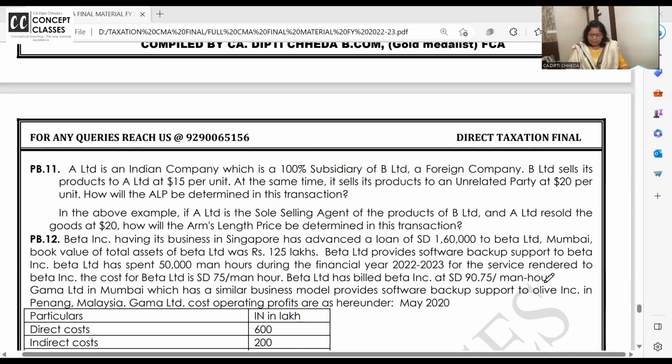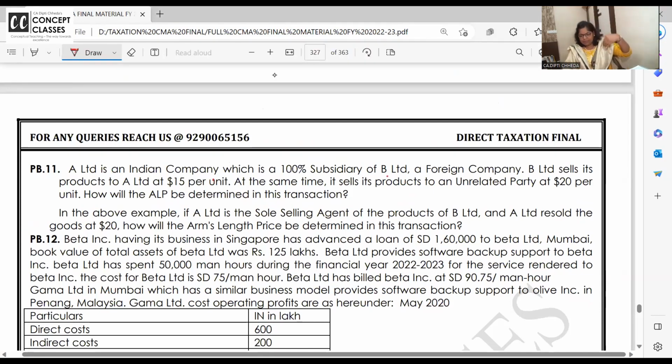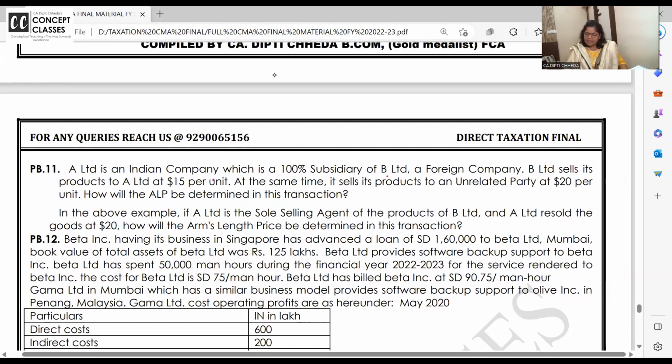A Limited is Indian company which is 100% subsidiary of B company. So there are associate enterprises. Now B Limited sells its product to A Limited at 15 per unit. They are selling to us at 15. At the same time, it is selling to unrelated party at 20. B Limited is selling to A Limited at 15. At the same time, they are selling to others at 20.